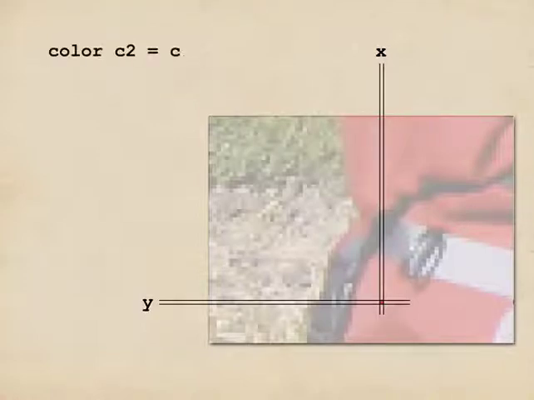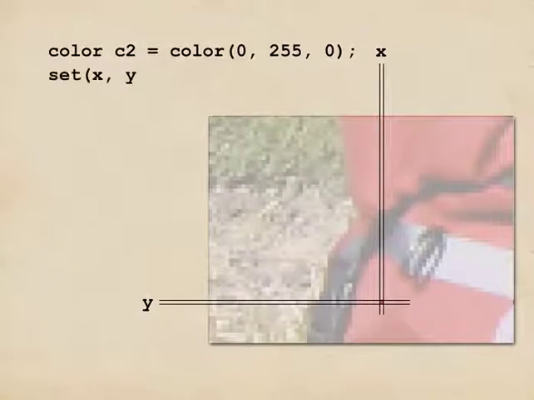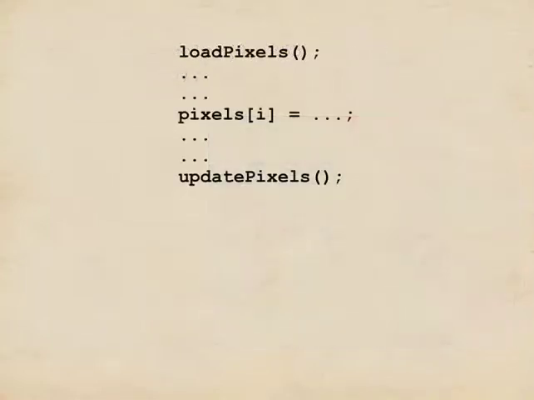If we want to set the color, say here to bright green, we call set, and that changes the color of that pixel. Get and set are bulletproof and a terrific set of routines to use, but they can be a little slow. If you need more speed, then you're going to want to use the pixels array.